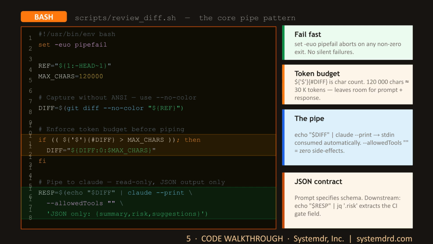One production addition I'd make to this script, add an append redirect to /tmp/claude-review.log on the claude --print call. That captures all the standard error operational messages, rate limit warnings, token counts, to a log file without contaminating your JSON standard output.